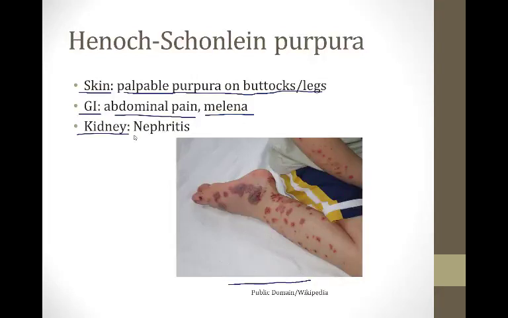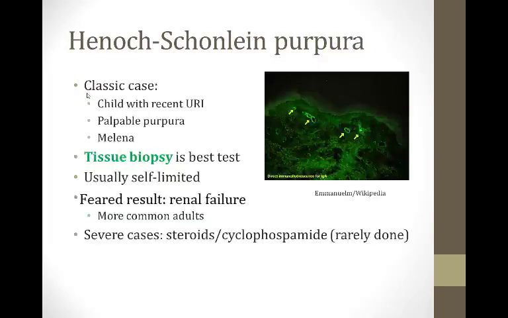And then finally in the kidneys, you will see evidence of nephritis, so you can see blood and protein in the urine. So just to review, the classic case is a child with a recent URI who now has palpable purpura and melena. The tissue biopsy is the best test, and it will show evidence of IgA deposition. This is a tissue biopsy stained for IgA here, and you can see that portions of it are lighting up where there is IgA deposition around blood vessels.